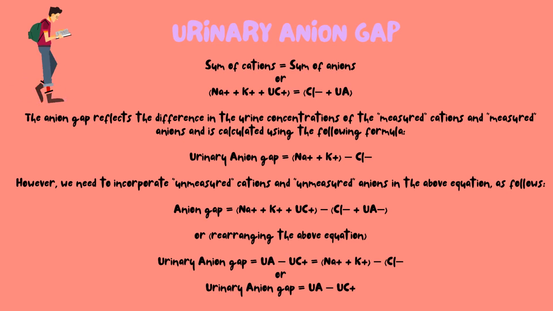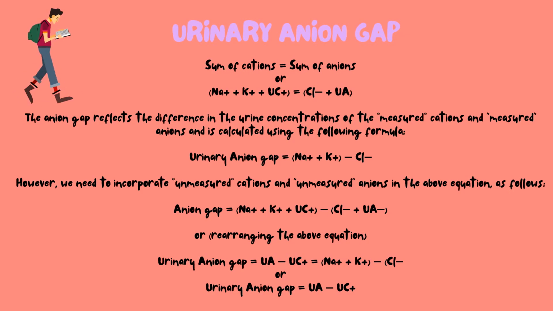How we arrived at this particular formula, I've shown it step by step. Have a look. So the formula for a urinary anion gap is sodium plus potassium minus chloride, sodium and potassium being the measured cations and chloride being the measured anion. When you use the unmeasured component, it's the unmeasured anions minus unmeasured cations.